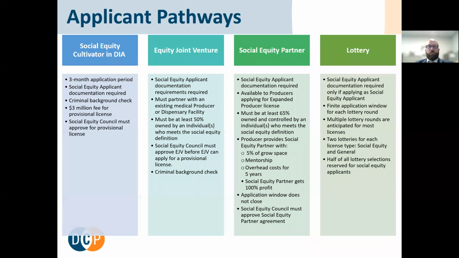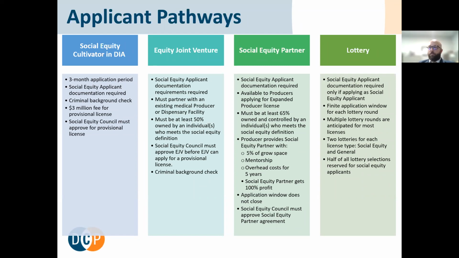Again, criminal background checks will be done for those. Social equity partnerships are a very unique subset of credentialing. Here, they are available for producers applying for an expanded producer license. It must be 65% owned and controlled by an individual who meets the social equity definition. The producer provides the social equity partner with 5% of the grow space, mentorship, and overhead costs for 5 years. The social equity partner gets 100% of the profit from those sales. There's no closing application window for that. That's an ongoing application process, and the agreements need to be approved by the council.